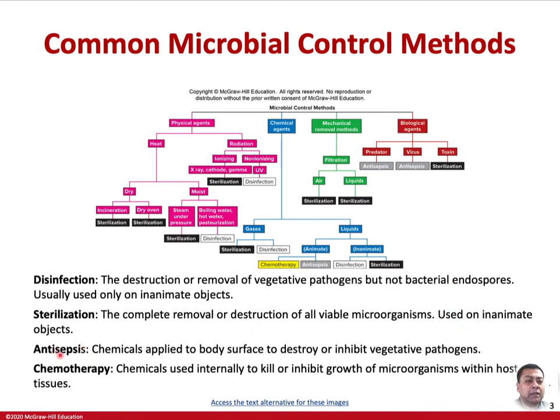Then we have another definition, antisepsis. Antisepsis uses chemicals which are applied on the body surface to destroy or inhibit vegetative pathogens, but they are not administered internally. It is only on the body surface. So you can see that right here is antisepsis. Right here, these are some of the antisepsis. And the agents which are used in the antisepsis process are known as antiseptics.